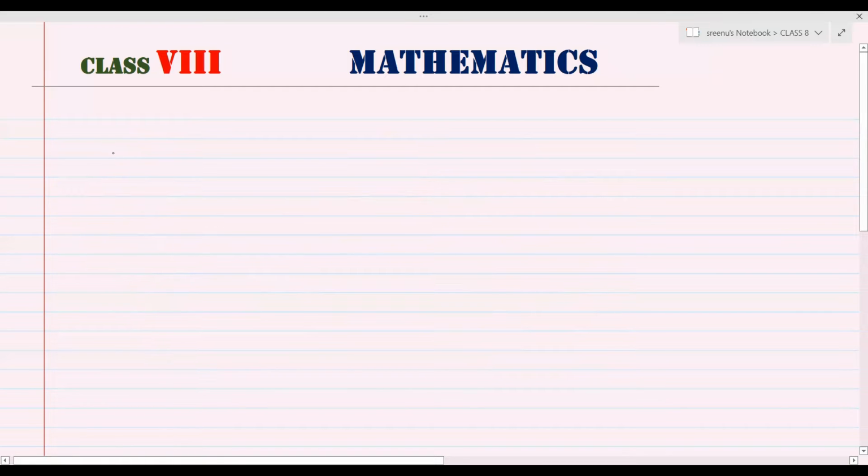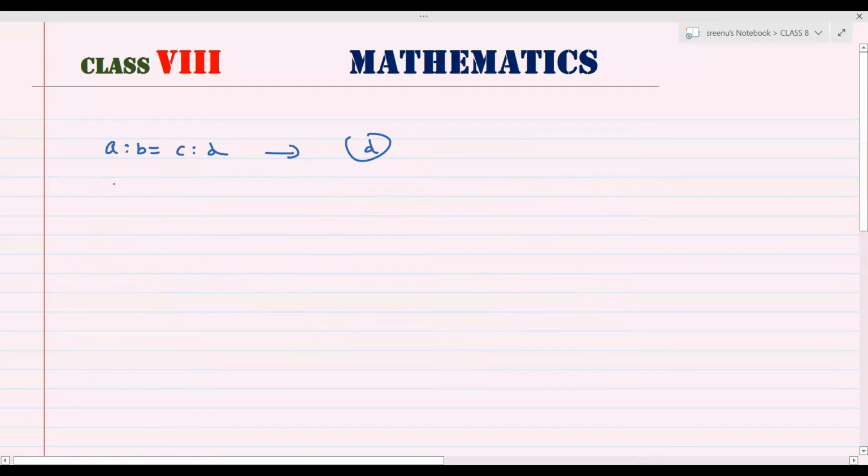A is to B is equal to C is to D. Then D is called the fourth proportion. C is called the third one. D is called the fourth one.